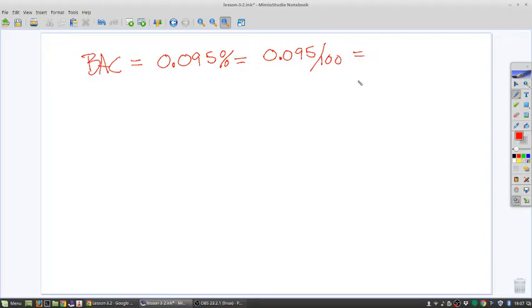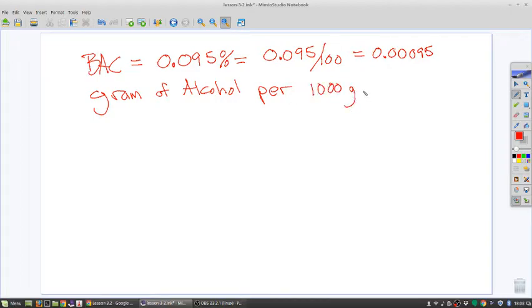A couple ways to deal with this. I could divide by 100 by shifting the decimal point. So that would give me 0, 0, then 0.95. Another way to look at that, you're going to be asked some questions where you're asked to state the grams of alcohol per 1,000 grams of blood.